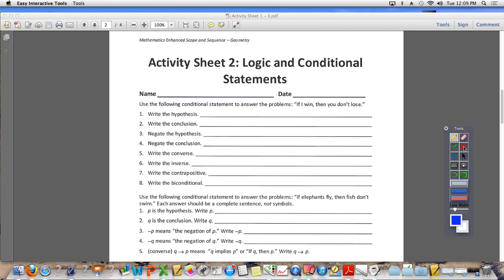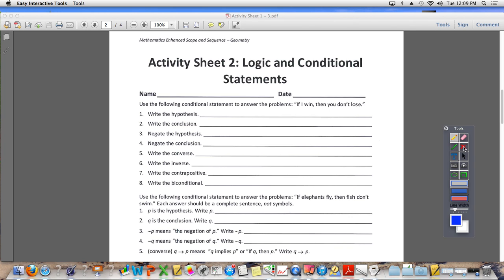It says, use the following conditional statement to answer the problems. If I win, then you don't lose. If that is truly a true statement, what context are we talking about? If I win and you don't lose, how could that possibly be? It's a team sport. You're on a team, like a baseball team, or a soccer team, or a football team. So for this situation, we are going to talk about this as though we are a team. If I win and we are on the same team, that means that you don't lose. And by the way, we're going to disregard ties too.